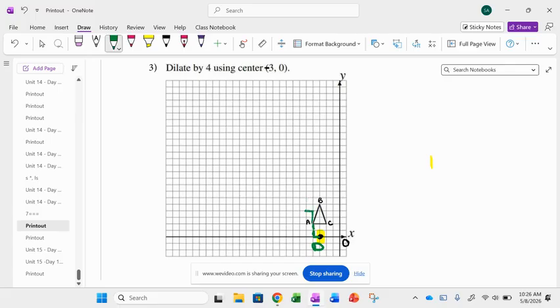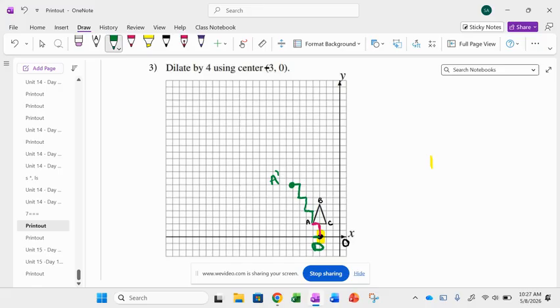Up to left 1, up to left 1. So that's 1, 2, 3, 1 more, right? And there's my A prime. There we go. To make it all look the same. Okay, so that was 4 total. So now that's our A prime.